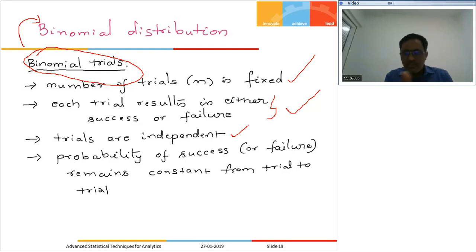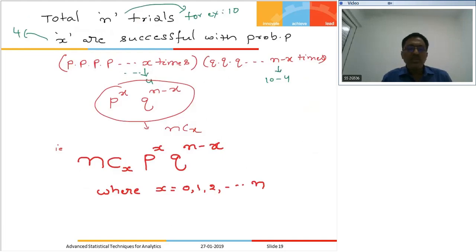Now this is another way of defining. If a trial satisfies all the properties, then the trials are called binomial trials. Then the corresponding distribution is called binomial distribution. Now, if you want, we can look at how the formula is derived. Otherwise, not required.